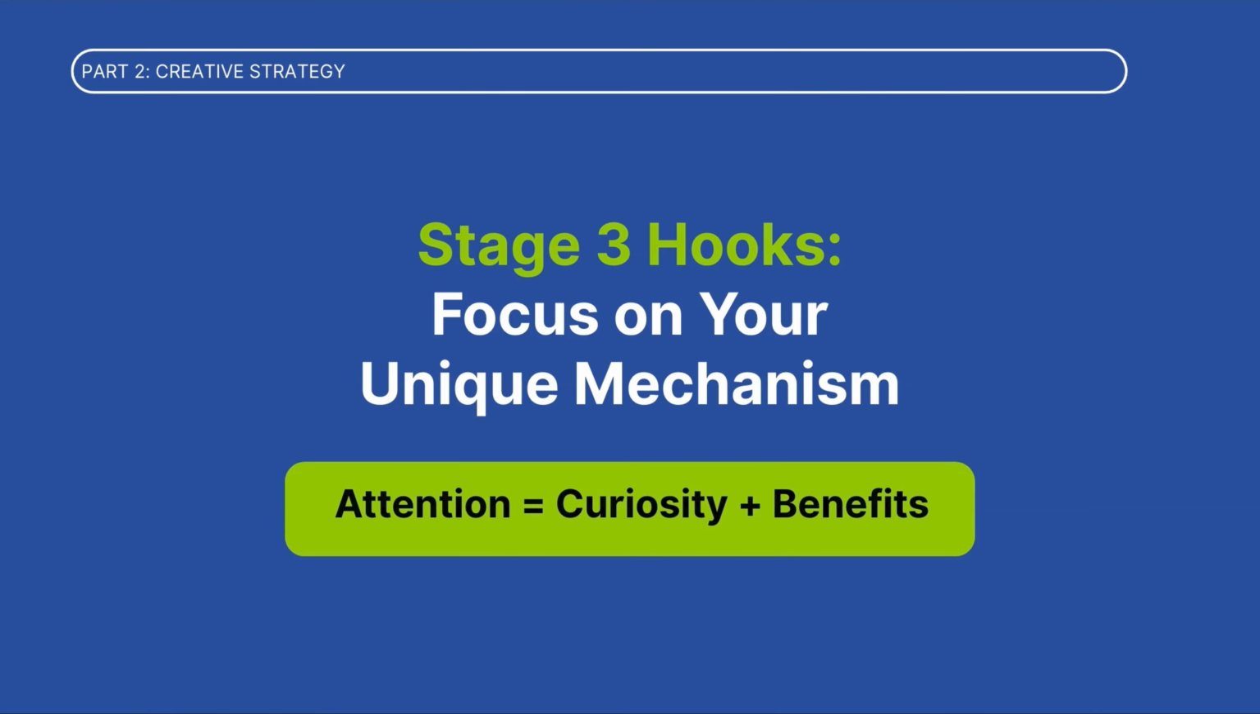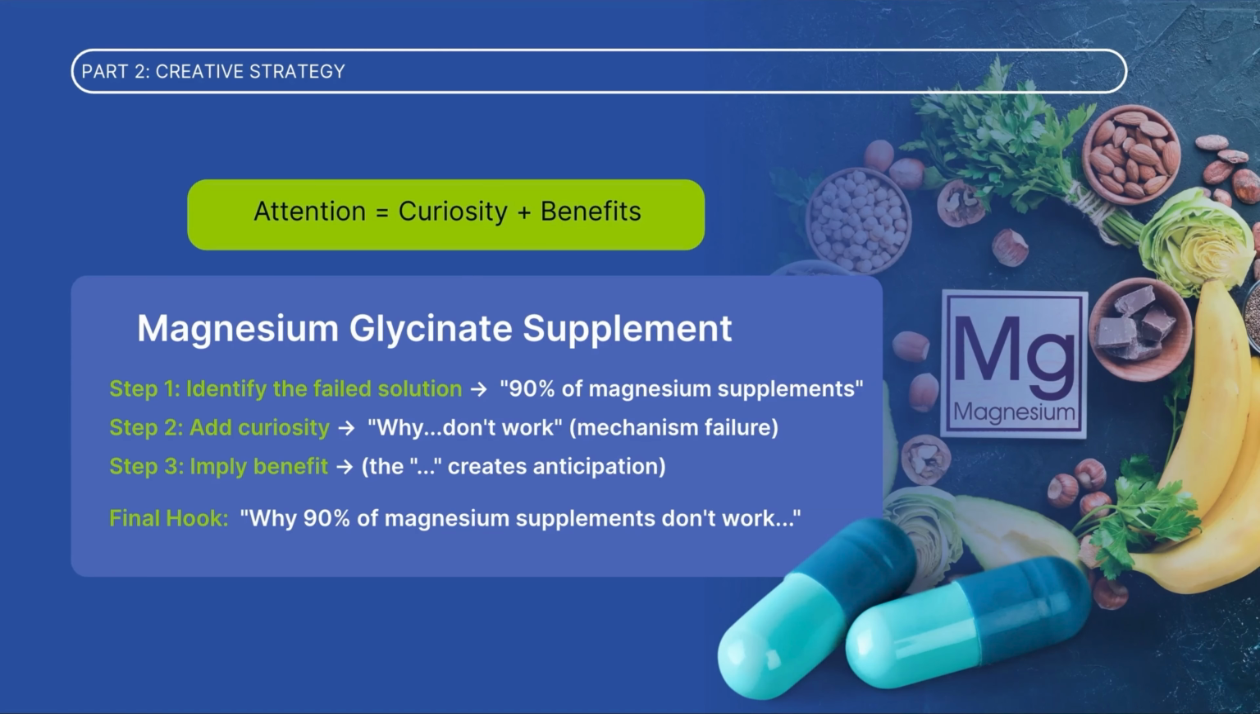So now let's build hooks for stage 3, in which we have to focus on the unique mechanism. So let's say we're advertising a magnesium glycinate supplement. So the first step is to identify the failed solution: 90% of magnesium supplements. Step 2, add curiosity: why don't they work? Step 3, imply a benefit. So our final hook is: why 90% of magnesium supplements don't work.